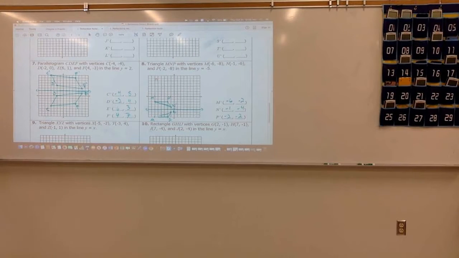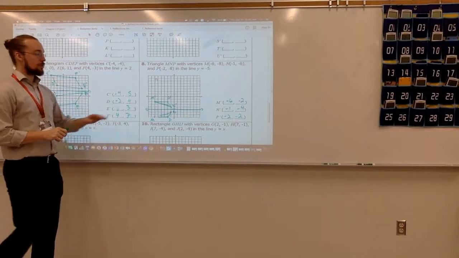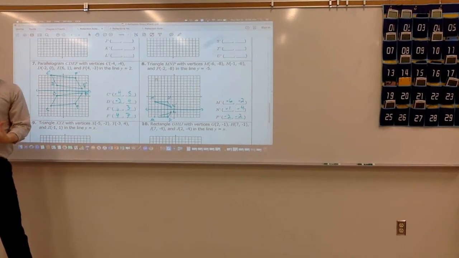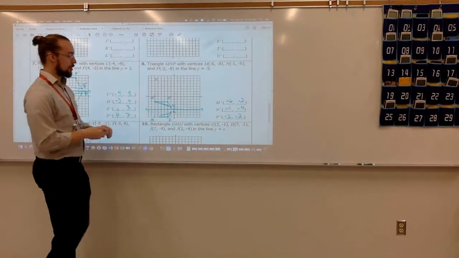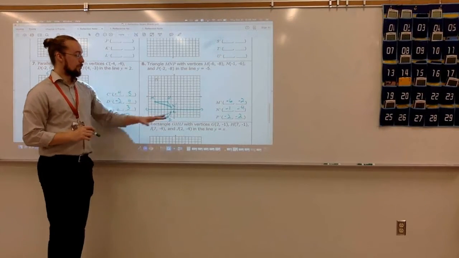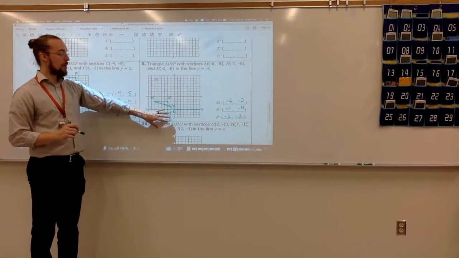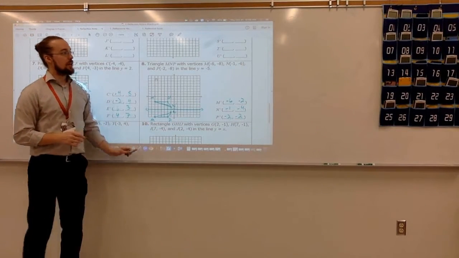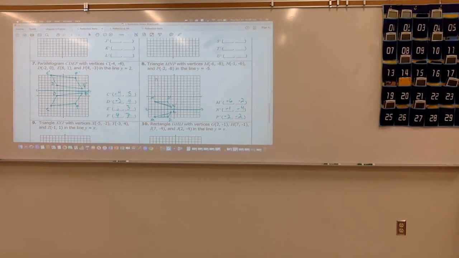Okay, so for number 8, I think we should end up with something that looks like this. Our original figure was down here. So if I reflect that across the line y equals -5, it's going to end up here. Okay. I've got a few problems for you guys to practice for homework here.